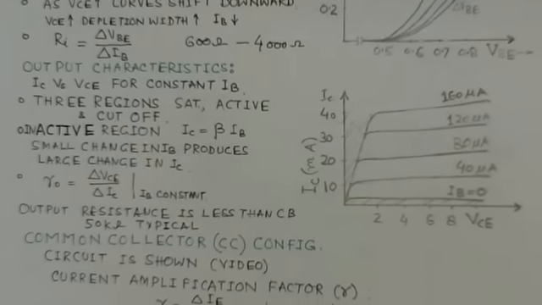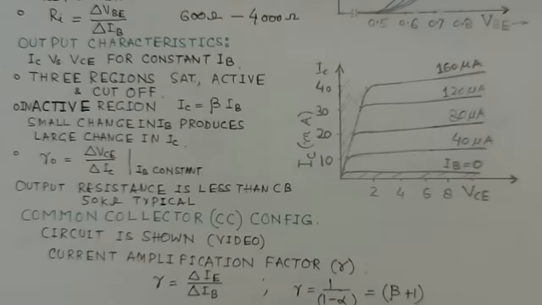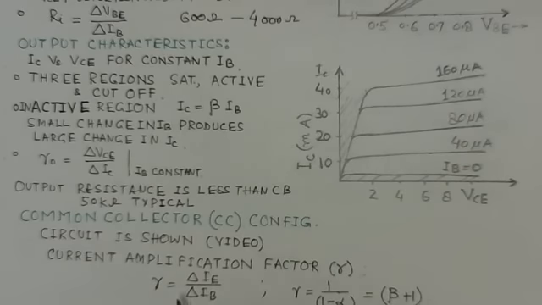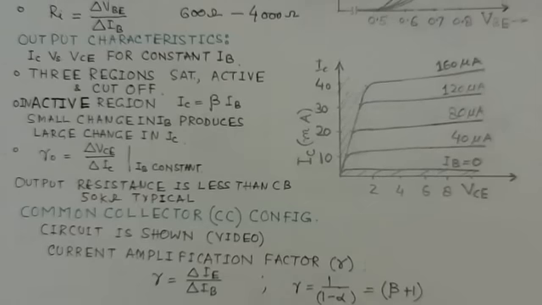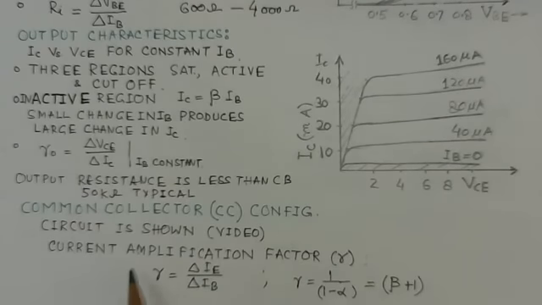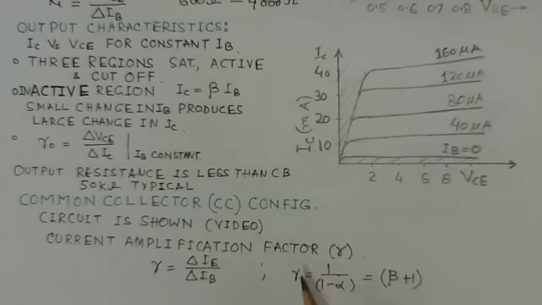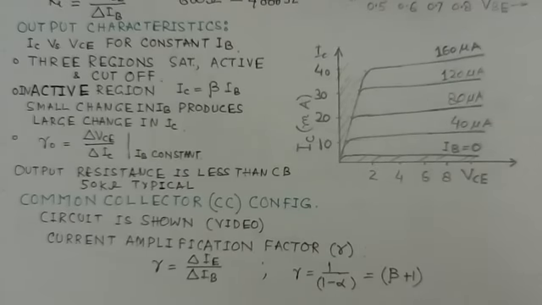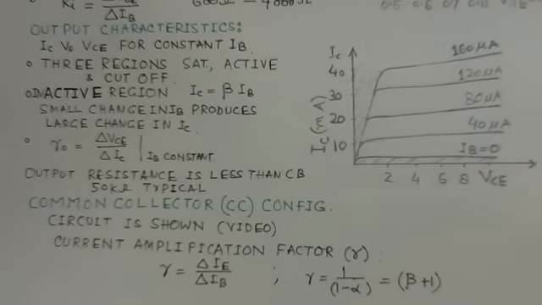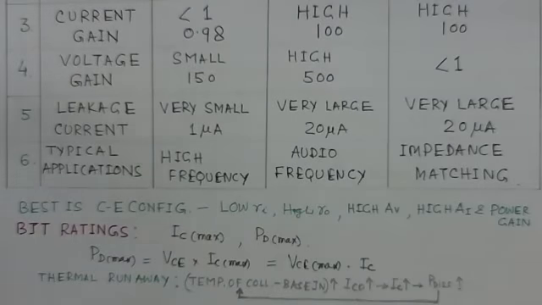Common collector configuration is similar to the common emitter type, so its characteristics are not given. The circuit is shown here in the video for the common collector configuration. What we notice here is that the current amplification factor gamma is delta IE over delta IB, and this comes out to be gamma equals 1 over 1 minus alpha. This is equal to beta plus 1. This is the value for gamma.